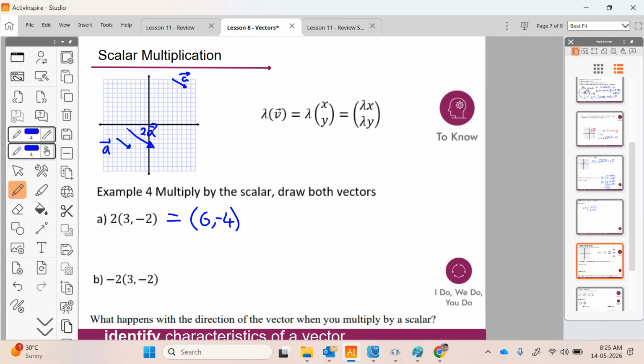All right, so have a go at sketching the vector b, and then calculate what is negative 2b, and sketch that. Tell me what you see.